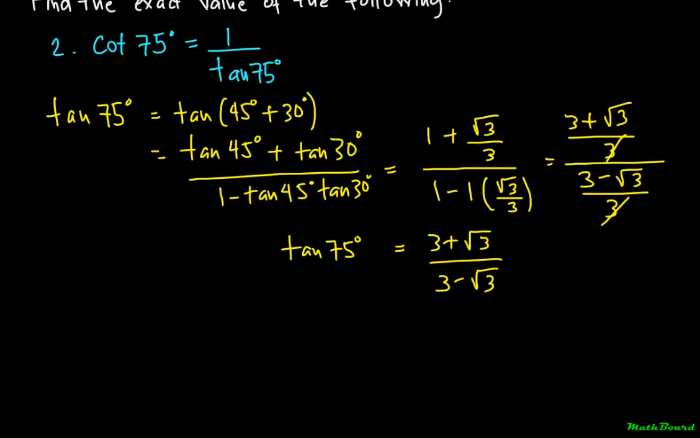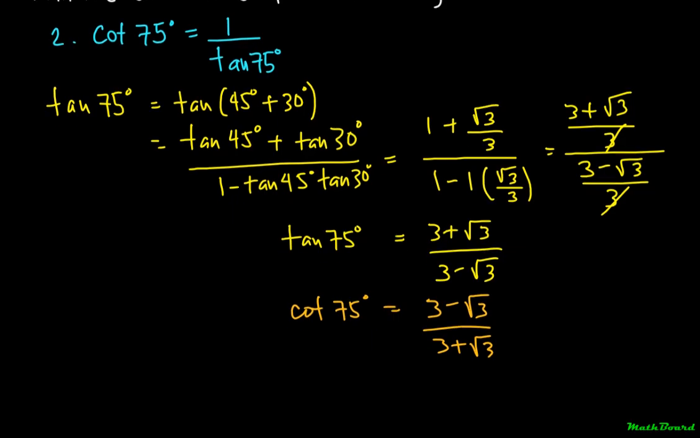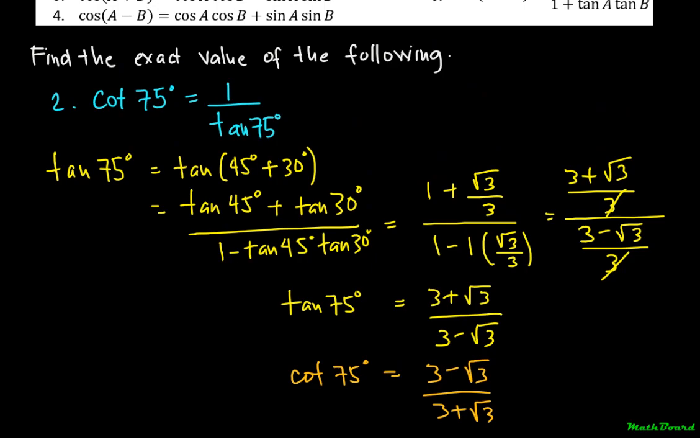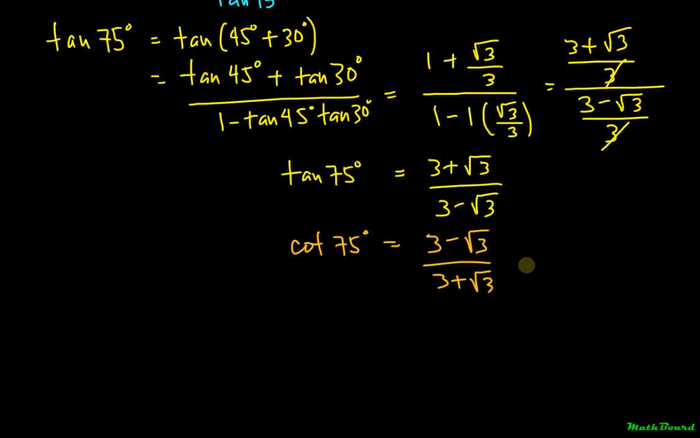Then we find the value of cotangent 75. So therefore, cotangent 75 degrees is just the reciprocal. We have 3 minus square root of 3 divided by 3 plus square root of 3. If we want to simplify this, we can multiply by the conjugate of the denominator.